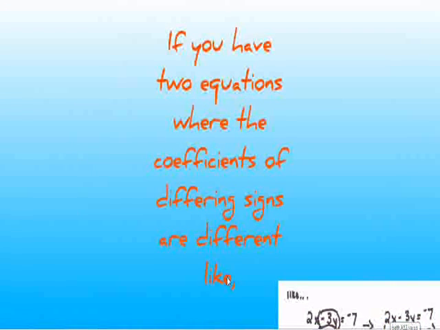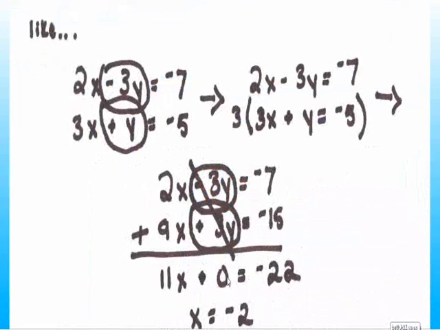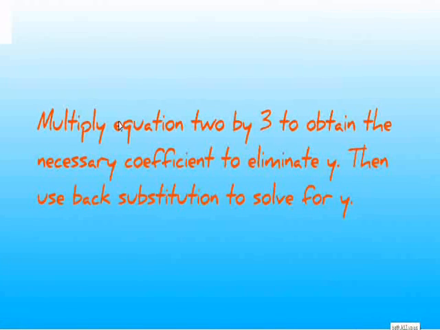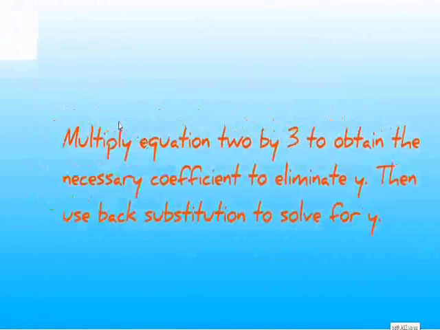If you have two equations where the coefficients have differing signs and are different, like this one, you would take 3x minus 3y equals negative 7 and 3x minus y equals negative 5. Notice that the y variables have different coefficients and signs. Multiply equation 2 by 3 to obtain the necessary coefficient to eliminate y. Then use back substitution to solve for y.